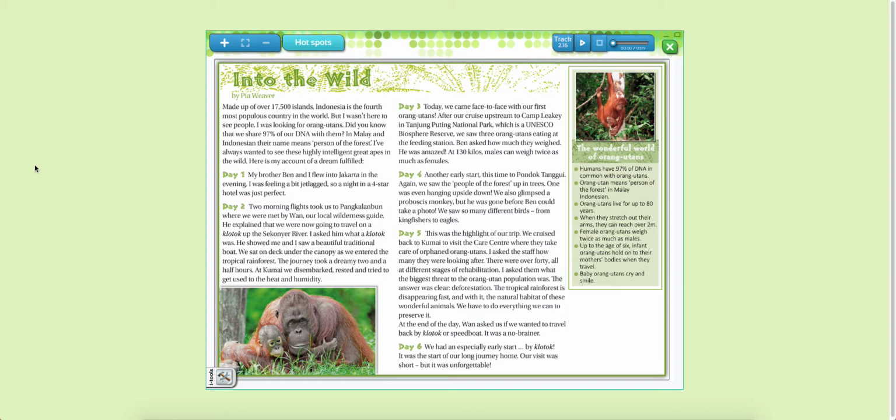Another day. Part, this time to Pondok Tanggui. Again, we saw the people of the forest in the trees. One was even hanging upside down. We also glimpsed a proboscis monkey, but he was gone before we got close enough to take a photo. We saw many different birds from kingfisher to eagle.